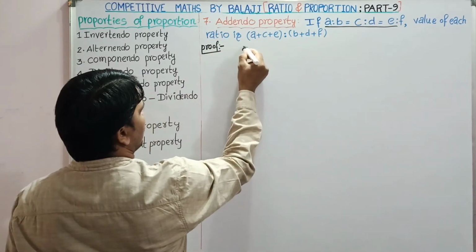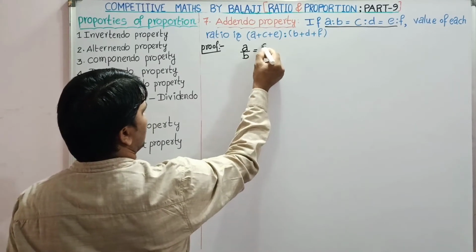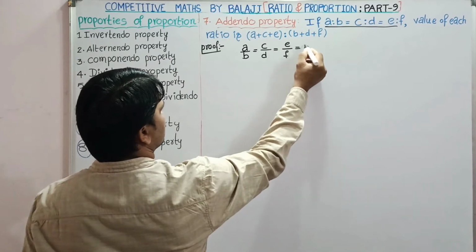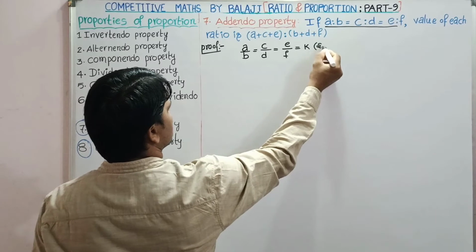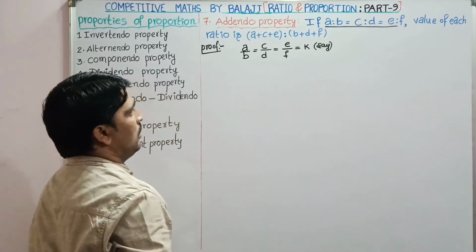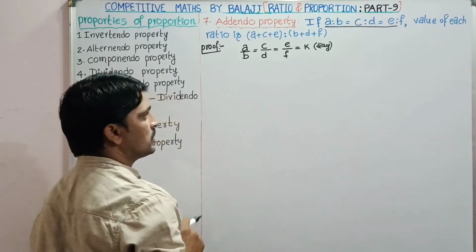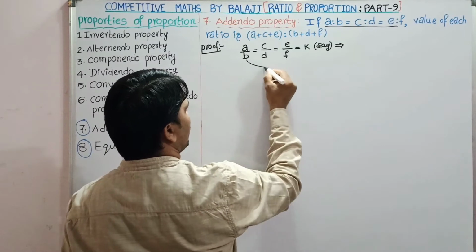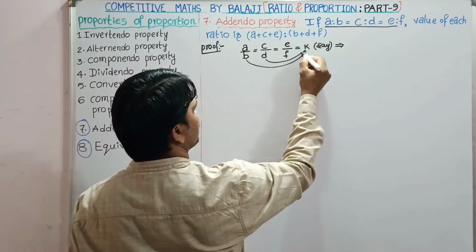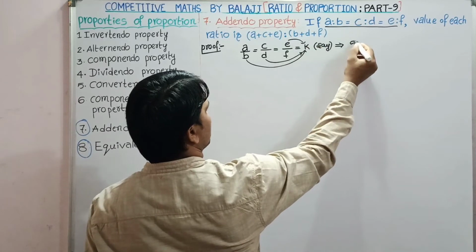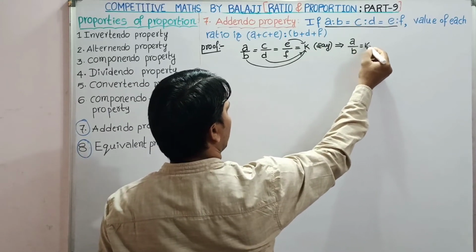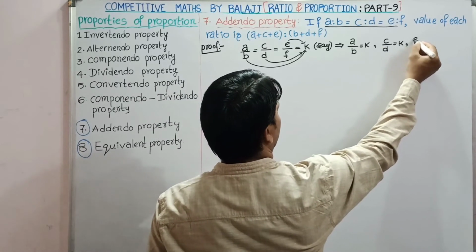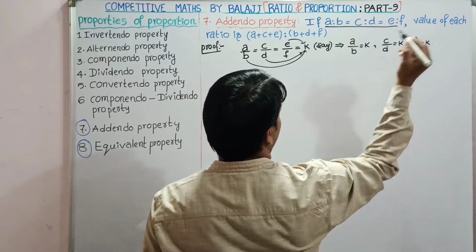A is to B can be written as A by B, similarly that equals C by D, that equals E by F. It is given. Suppose all these ratios are equal to a constant K. Then each fraction is equal to K. So A by B equals K, C by D equals K, E by F equals K.